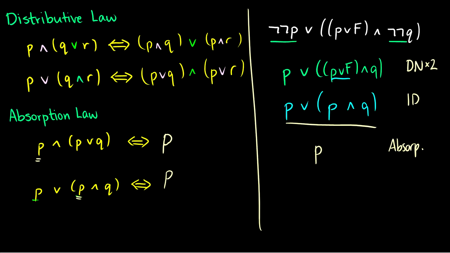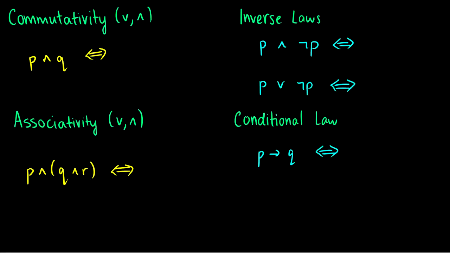Therefore, not (P or F) and not Q is just the same thing as P. So why would we write such a ridiculously long statement when we can just write P? Okay, we are almost done with these laws. We have some laws that are kind of straightforward that we usually take for granted sometimes.